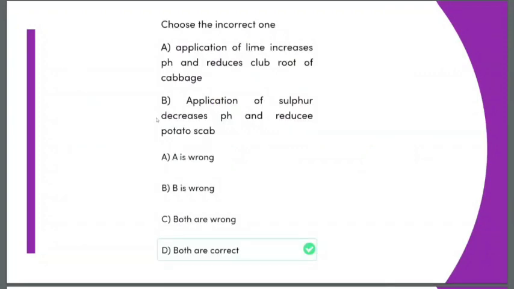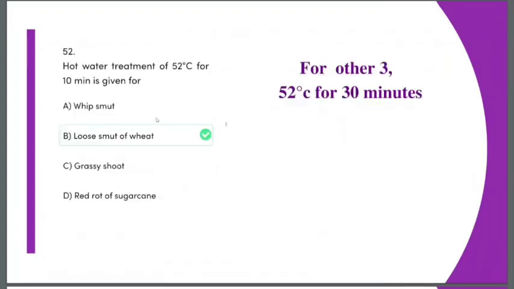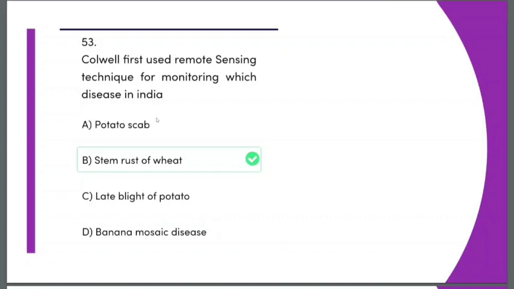Now 51 is choose the incorrect one. Application of lime increases the pH and reduces the club root of cabbage. It's correct. And application of sulfur decreases the pH and reduces potato scab. So both are correct. 52 is hot water treatment of 52 degrees Celsius for 10 minutes is given for. It's given for loose smut of wheat. For other three, that is whip smut, grassy shoot, red rot of sugarcane, 52 degrees Celsius for 30 minutes.